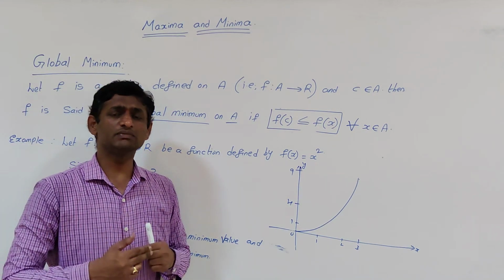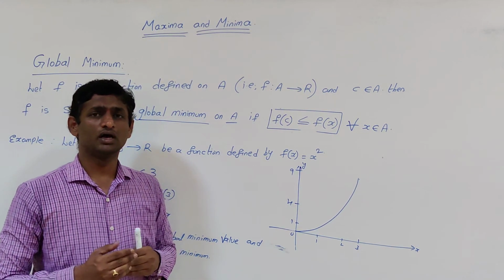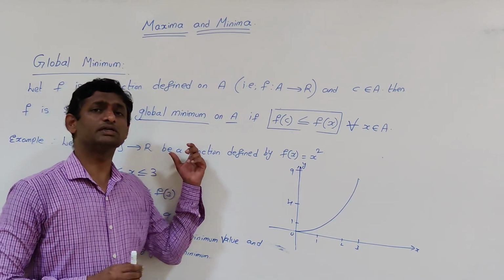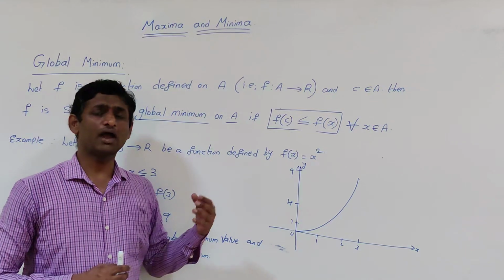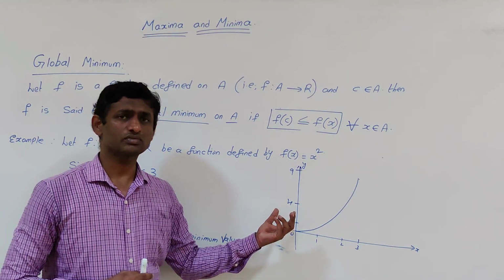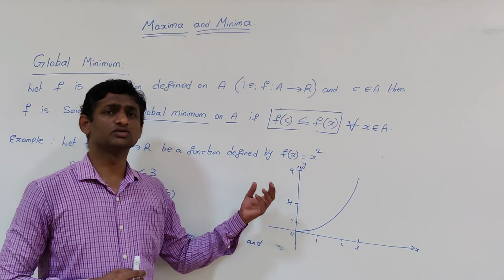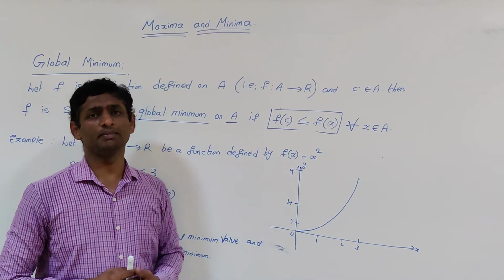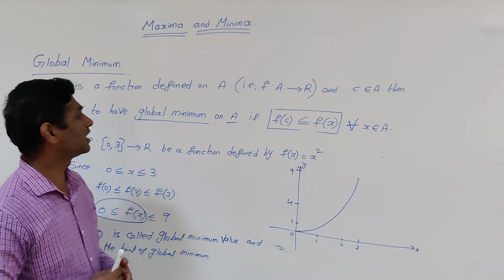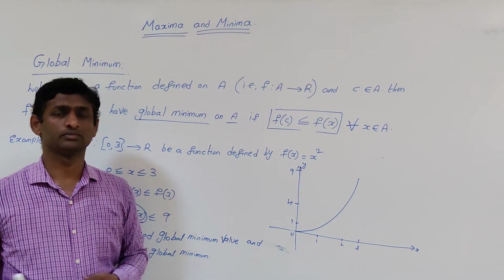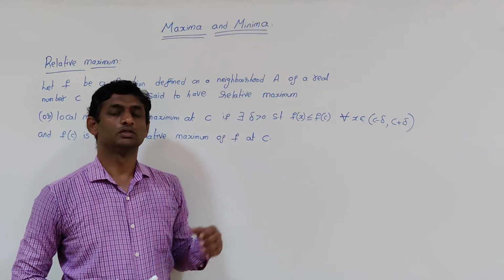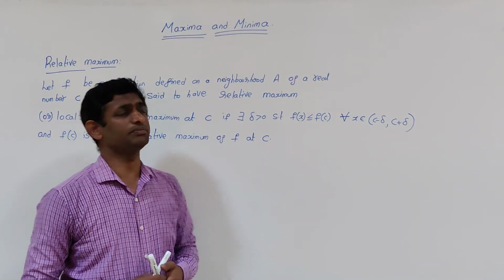So the maximum and minimum will be based on the function defined, and we may have more than one, so we call them maxima and minima. So now we'll go for relative maximum and relative minimum. Now we'll go for relative maximum.